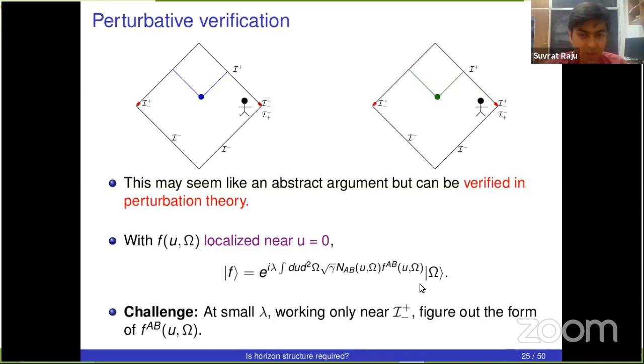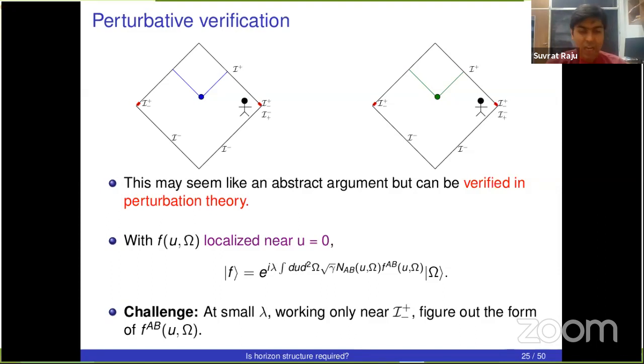You excite it with a unitary operator. That's a single particle excitation. It takes the news operator and smears it with some smearing function, and then you act with that unitary on the vacuum. This smearing function F_AB has support near U equal to zero. So it really creates the situation that is described in the figure on top. Depending on what you chose for F_AB, you would get different kinds of states, all of which are labeled by the function F.